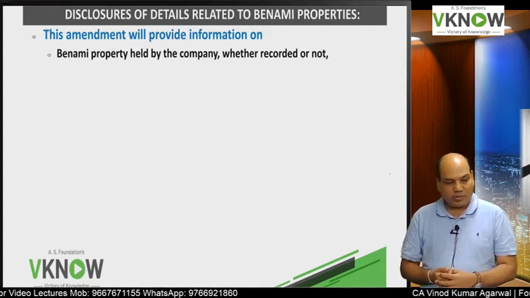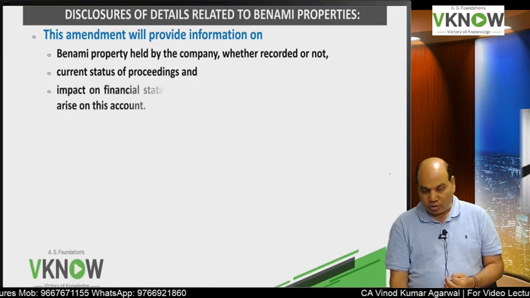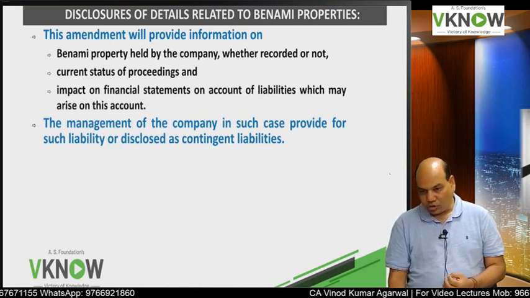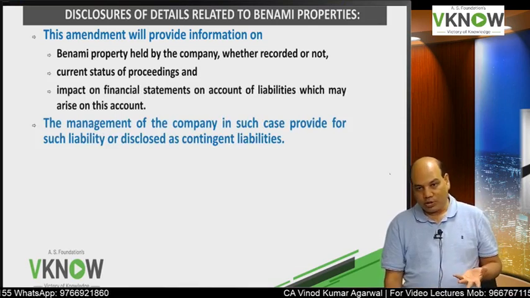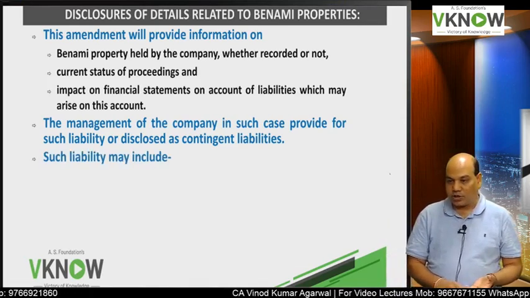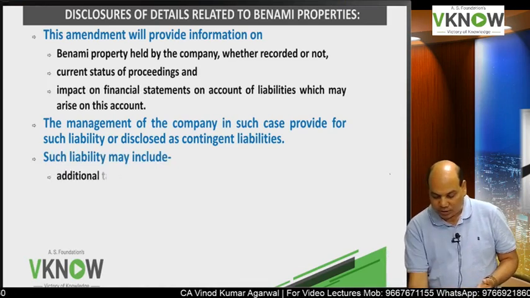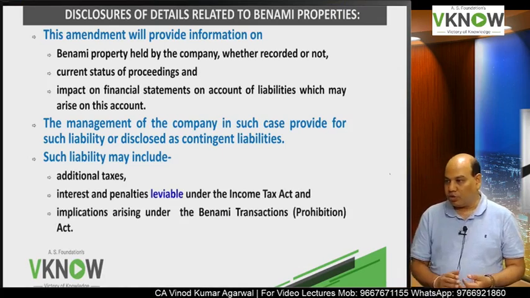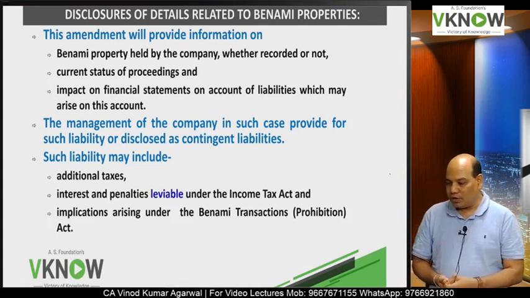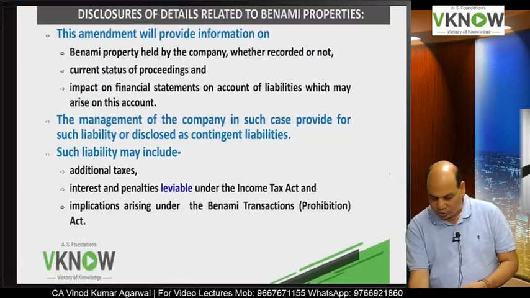The purpose of this amendment is that now the shareholder will get information about Benami property, whether recorded or not, status, then financial statement impact. Because if they are caught, they will have to pay a lot of fines and penalty. And then management of the company in such a case should provide for such liability or disclose it as a contingent liability, because it may invite liabilities. So you may have to make provision for additional tax or additional interest or liabilities which are leviable under the Income Tax Act or under the Benami Transaction Prohibition Act.